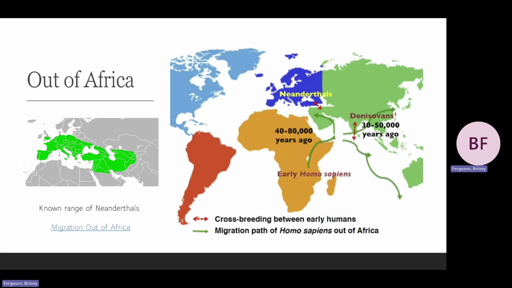Here on the left, you can see this kind of known range of Neanderthals. You should watch this video, The Migration Out of Africa.